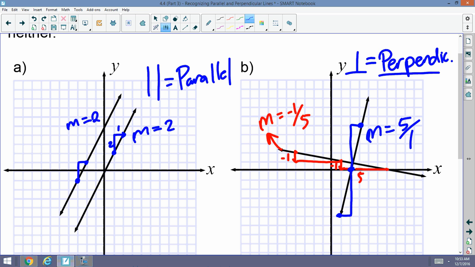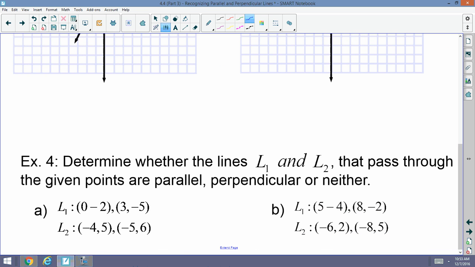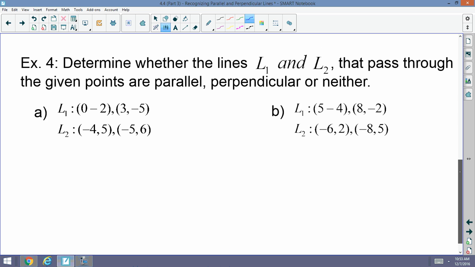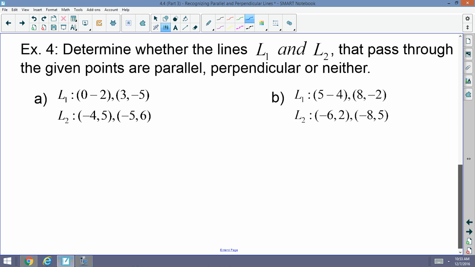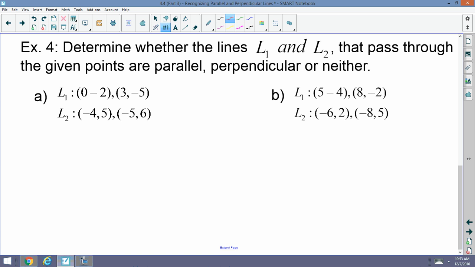We're good? Okay. Now, determine whether the lines L1 and L2 that pass through the given points are parallel, perpendicular, or neither. What do you think you'd have to do here to find out if these two lines that go through these 2 points are parallel, perpendicular, or neither?